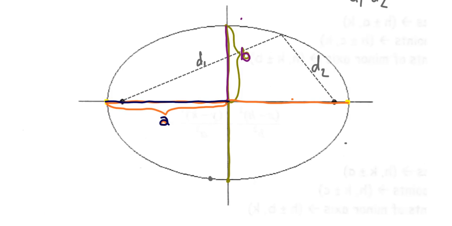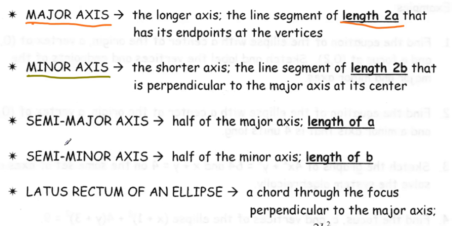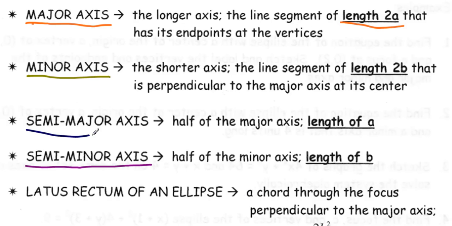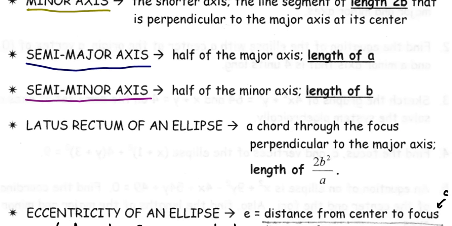And that's length B. Semi-major, semi-minor. Make sure I get my colors coded. All right, next up, the latus rectum of an ellipse, or the LR.